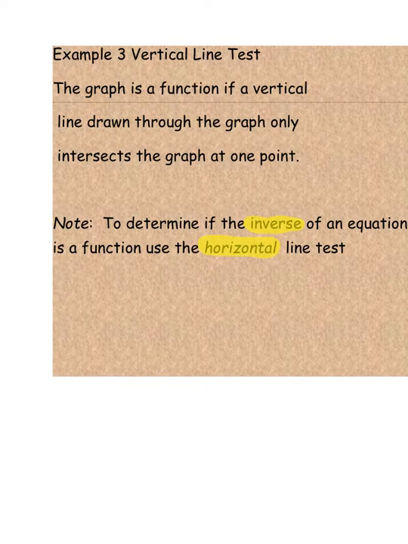Here we're discussing the vertical line test. The graph is a function if a vertical line drawn through the graph only intersects the graph at one point. And note below that to determine if the inverse of an equation is a function, we use the horizontal line test.